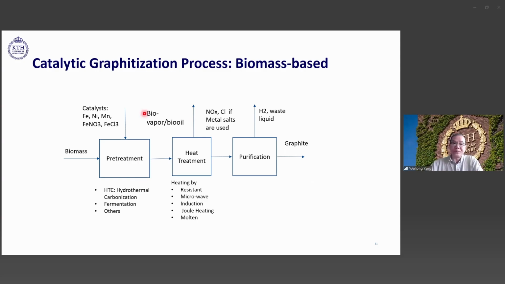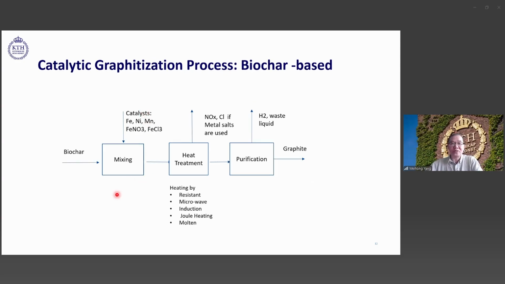So therefore, recently people think, let's not start from the biomass. Let's start from biochar after the pyrolysis. Then here you can get 80, 90 or 95% fixed carbon from the raw materials. Then you mix with catalyst, you do the heat treatment, then you do purification. In this way, you can see the whole process will be much simpler and much more efficient. At least you don't need to treat 80% of the biomass materials.